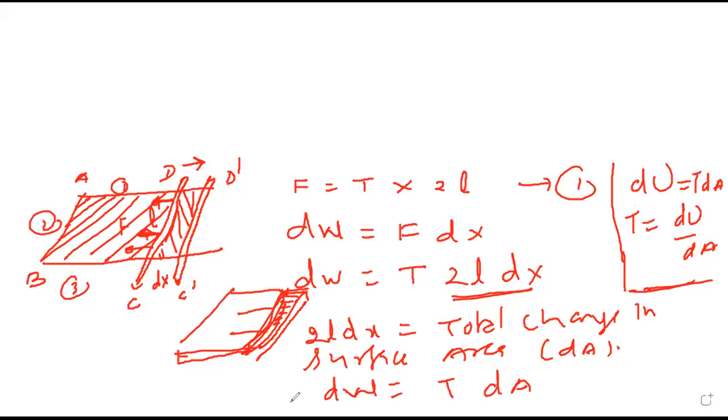So what was the SI unit of surface tension earlier? Force upon length, Newton per meter, correct? But from this I can say it is also joule per meter square. Am I correct? So surface tension has two SI units, Newton per meter or joule per meter square. Any doubt till this? Okay.